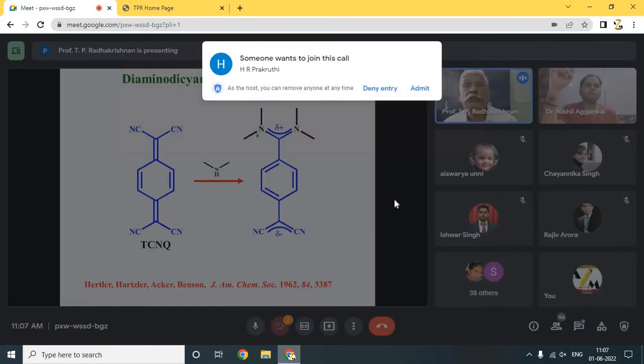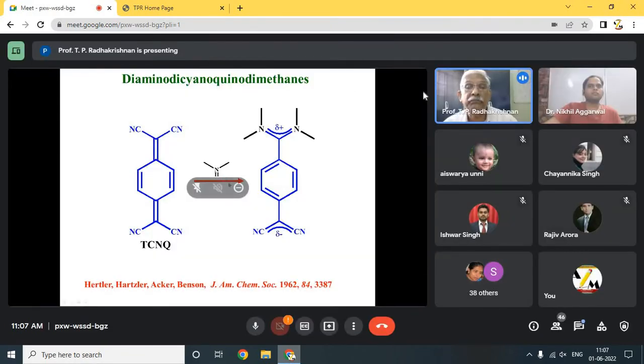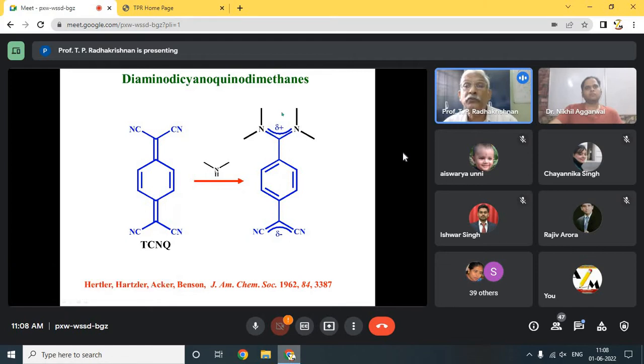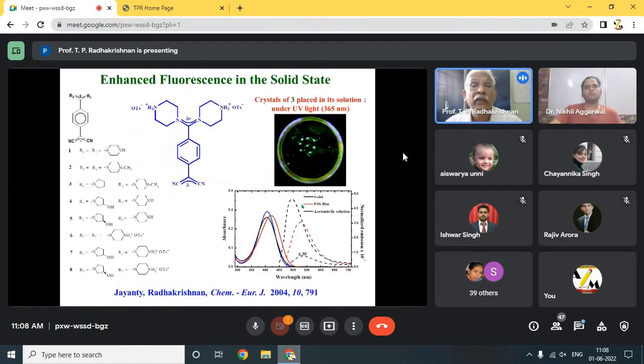If you replace these two cyano groups with amino groups, which is a very simple one-step synthesis, or perhaps two-step synthesis in occasional cases, you get these molecules, which have a very strongly donating group here and a very strongly accepting group. So we have a highly polar or dipolar structure, and that dipolar nature is crucial to all its properties.